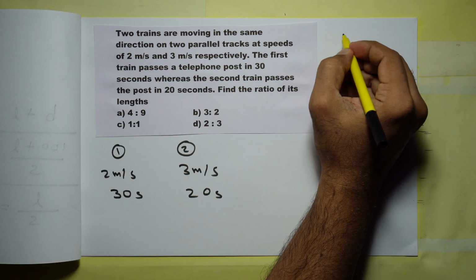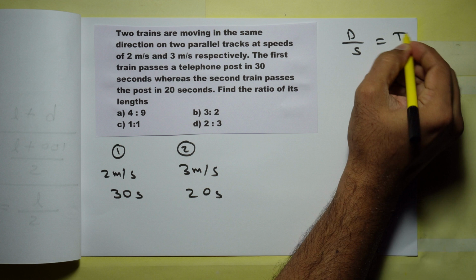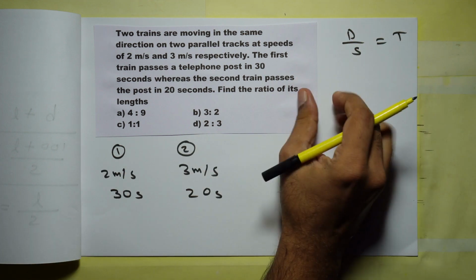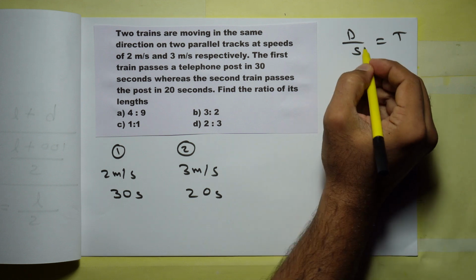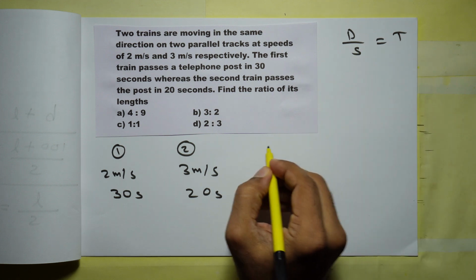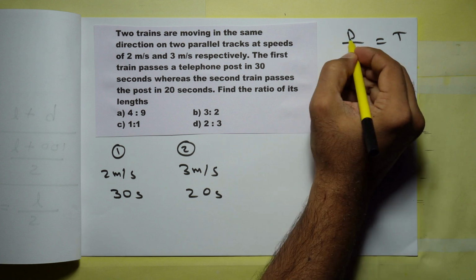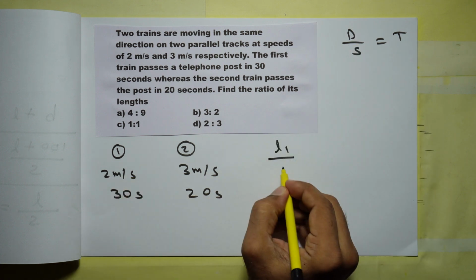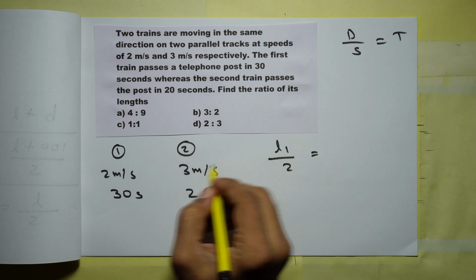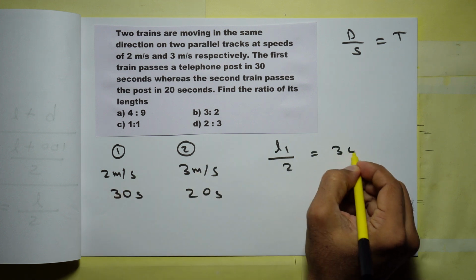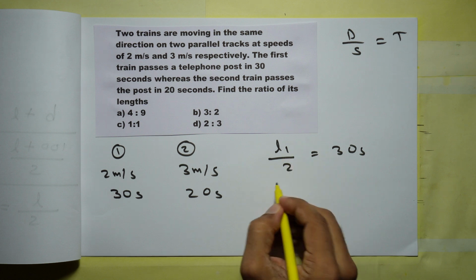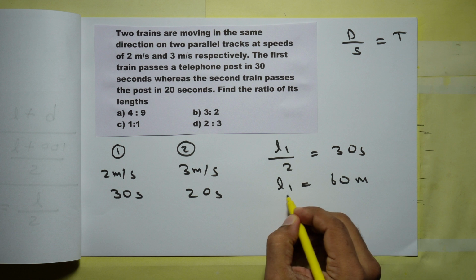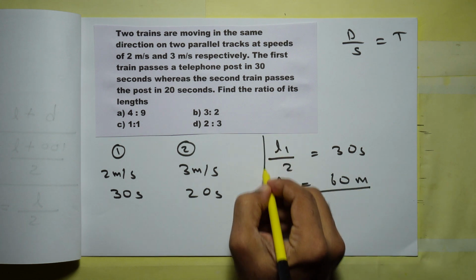Now you have the basic formula. Distance by speed gives you time. So the distance to be moved is the train's own body length. So we'll form the two equations. For the first train, we'll take the length of the train to be L1 divided by speed, which is 2, and the time required is 30 seconds. So you'll get L1 is equal to 2 into 30, 60 meters. This is the length of the first train.